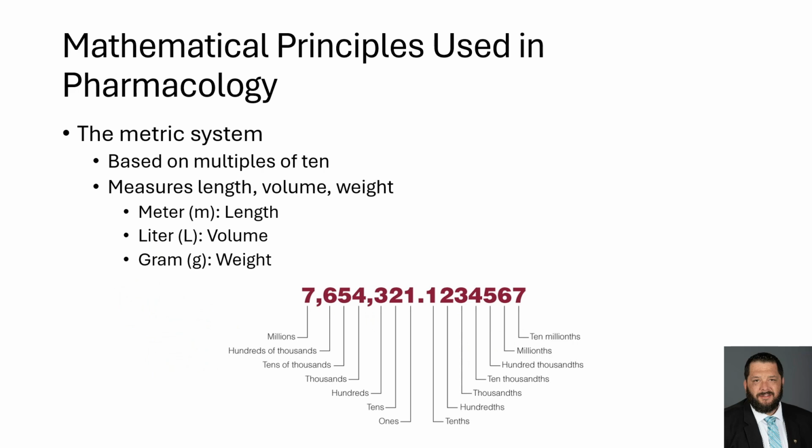In MedMath, we're going to use the metric system. They're base multiples of 10, and we use measurements of length and volume and weight, or mass. Our measurement for length is meter, our measurement for volume is liter, and our measurement for weight or mass is gram. And depending on where we move the decimal place will determine the prefix that we use to describe each of these. For example, millimeter or milligram, milliliter, microgram.